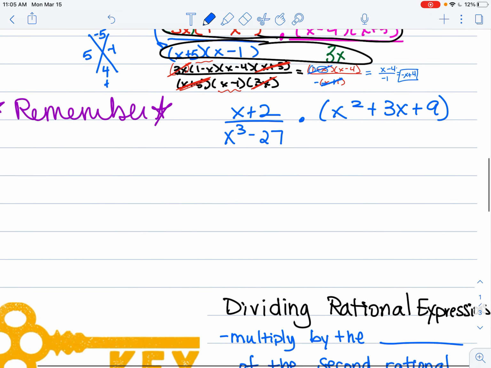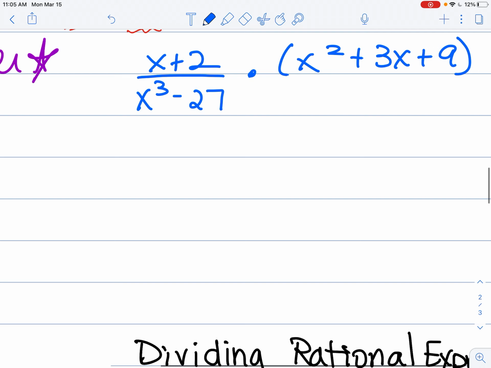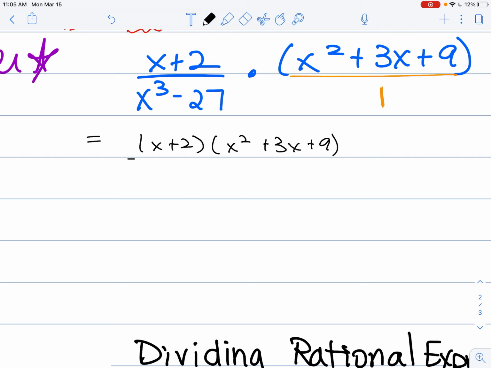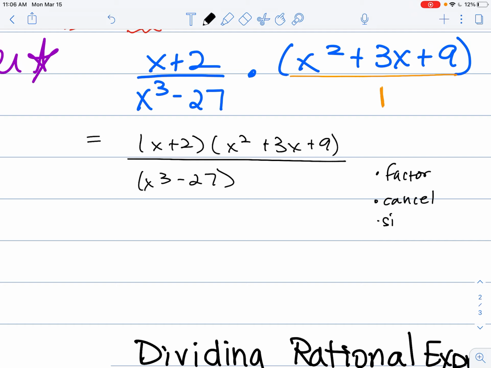Okay, so remember now, if I'm going to multiply something that looks like this, just keep in mind that even though x squared plus 3x plus 9 here is not a fraction or a rational expression, we can write it as over 1. Okay, so when we do that, you can still say, well, this would be x plus 2 times x squared plus 3x plus 9 all over x cubed minus 27 times 1, which is just itself. And then from here, you would factor, cancel like factors, and then make sure it's simplified.